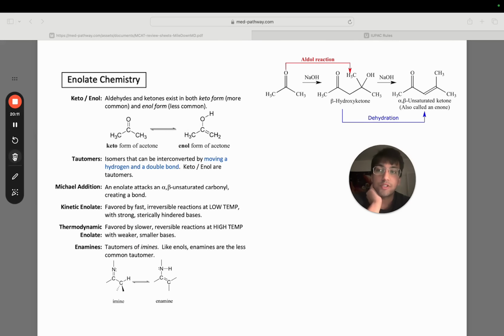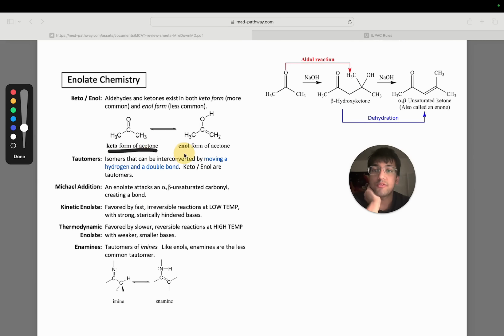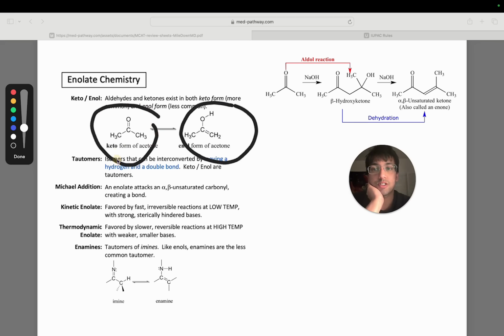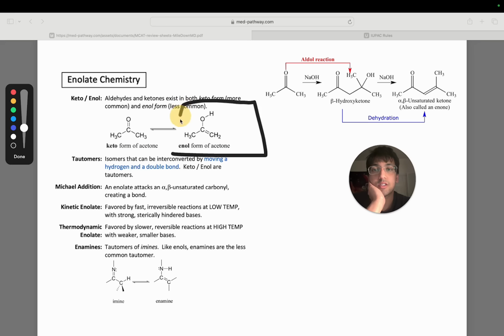Now we have enolate chemistry. So this is what I just mentioned. You have a keto form of acetone, you have an enol form of acetone. The keto form is where there's a C double bonded to the oxygen, and the enol form is where you have the C single bonded to the oxygen but double bonded to the carbon. Now the question I'm going to ask you is, is this more stable or is this more stable? And hopefully you're thinking, well, this is going to be more stable because this carbon wants to have a double bond with oxygen more than it wants to have a double bond with carbon. That's why this is going to exist less in nature than this is going to exist. This is going to exist more in nature. And that's basically what this is saying right here.